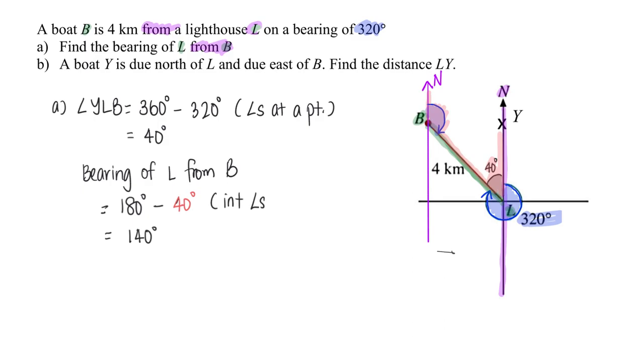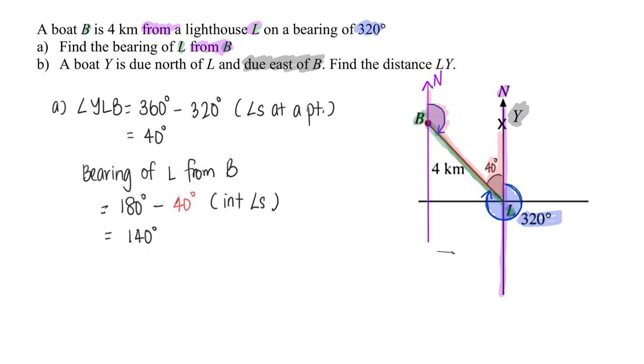All right, part B, there's a boat Y which is due north of L as indicated in the question itself. So I'm going to tap on this here. That will be my point Y. And it is also due east of B. What does this mean?